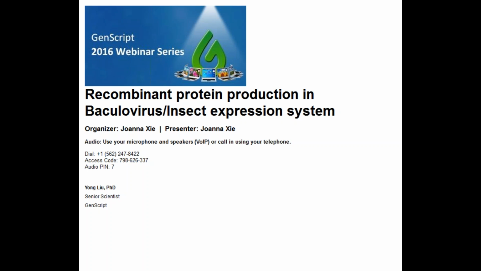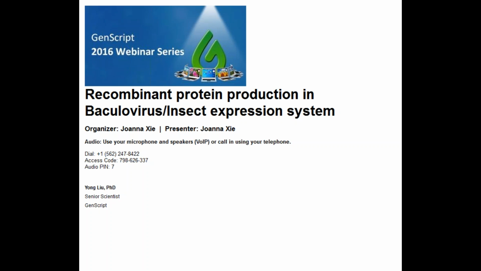We have customized insect expression packages that start from gene synthesis, subcloning, virus generation or amplification. If you're interested in such a service, you can inquire a quote for this. It's charged based on the services that you request. The quote is free of cost, by the way.